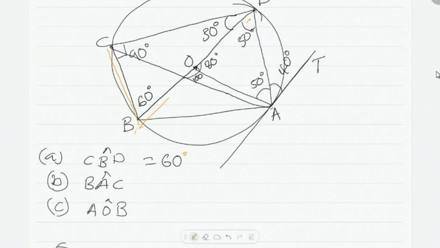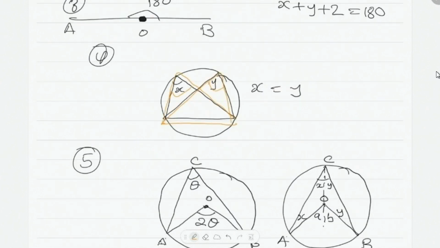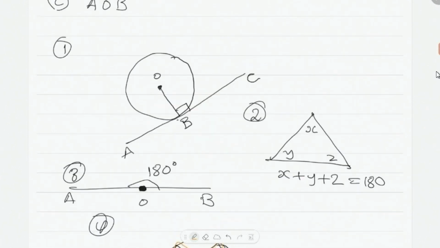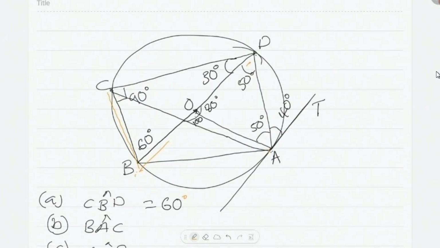So that is the property I'm going to use. Using this chord CB, you can see that we have the angle BDC, which is equal to 30 degrees, and therefore the angle CAB, this part here, is also equal to 30 degrees, using the property of angles in the same segment. So angle BAC is equal to 30 degrees, and angle AOB, we already found as 100 after subtracting 80 from 180. So angle AOB is equal to 100 degrees.